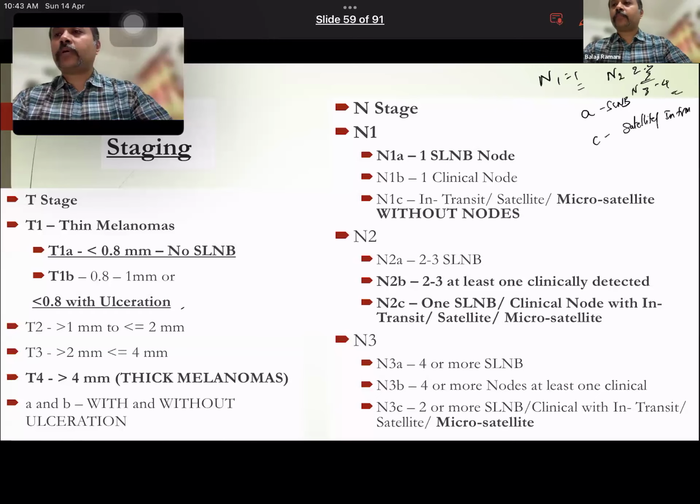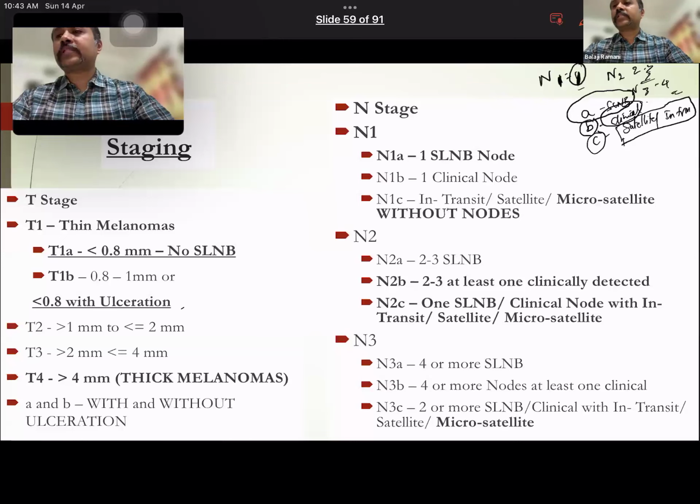Now let us look at the number. N1 is where there can be only one node which is positive. N1A, you can detect it only by sentinel lymph node biopsy. On the other hand, what is B? B is clinical. So N1B will be what? There is only one node, and that node is clinically detected. What is N1C? There is only one node. Nodes and satellites are taken together. So you have only one node, and the only other kind of nodal spread is a satellite nodule or an in-transit metastasis.